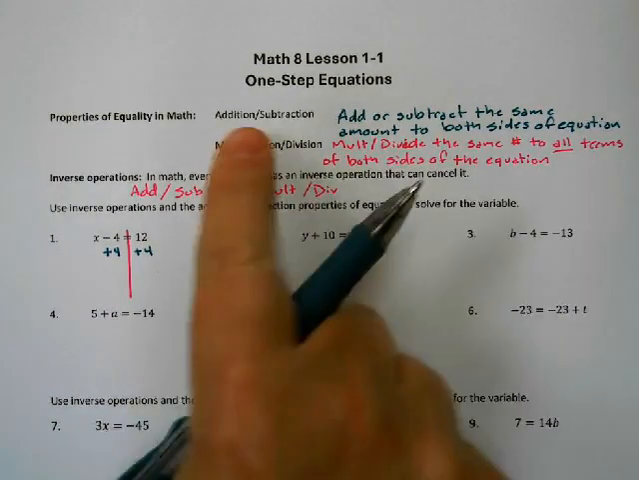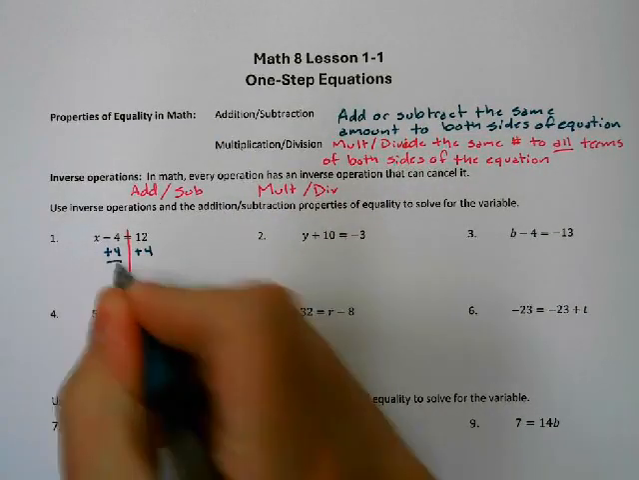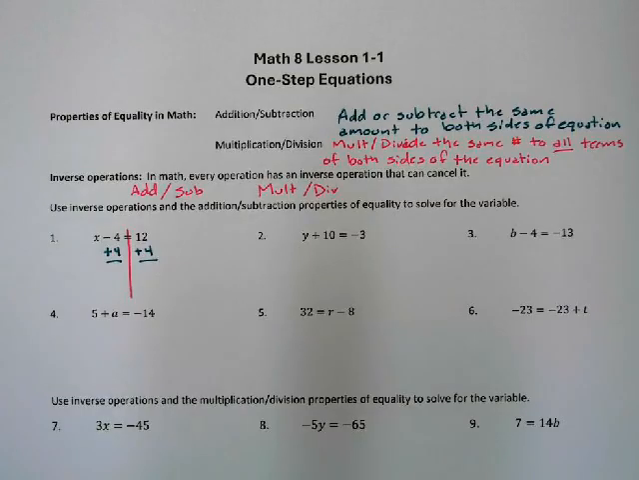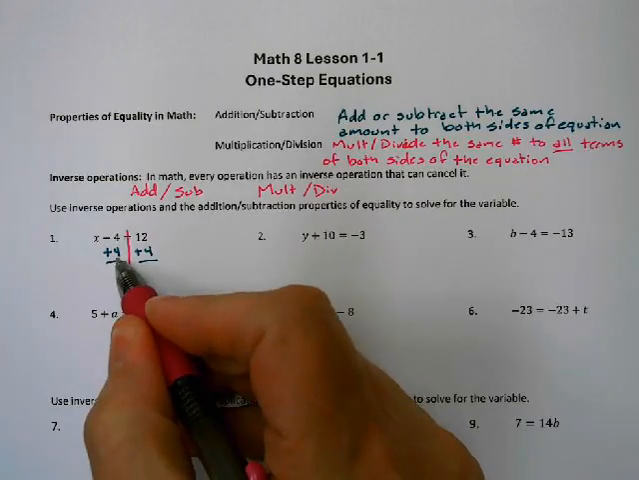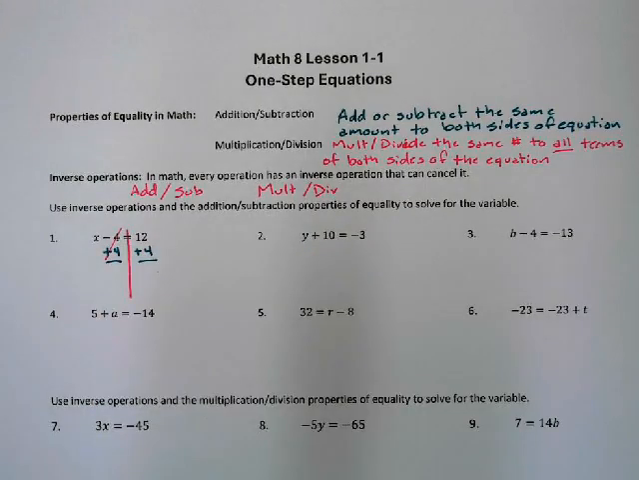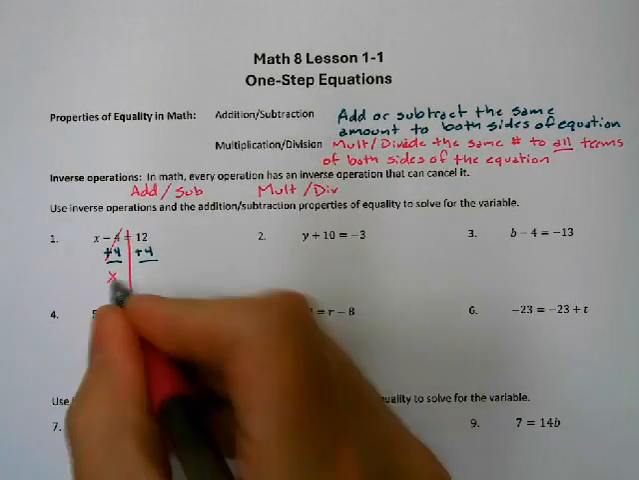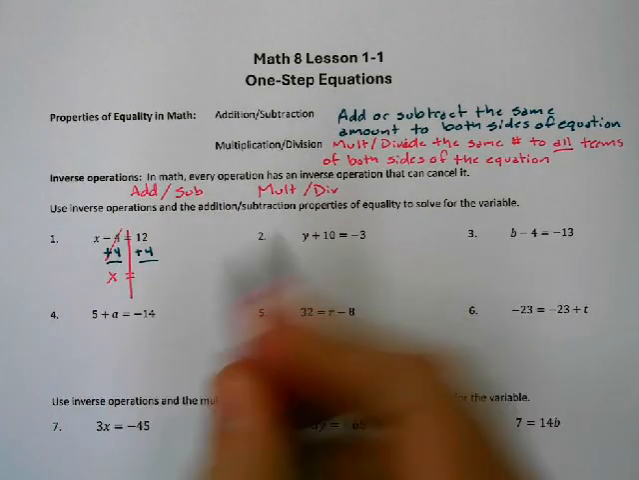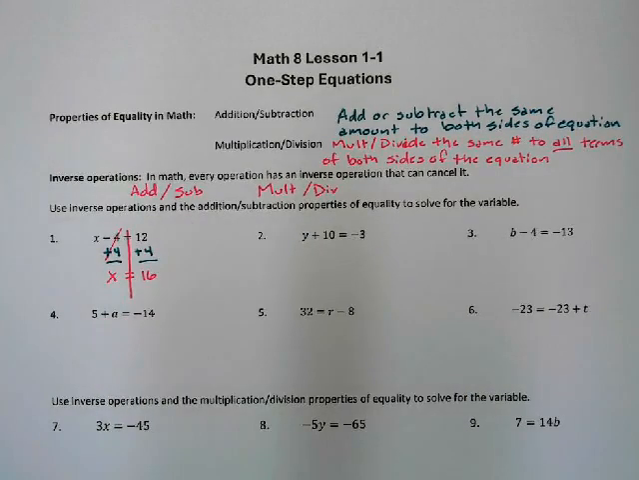The addition property of equality says I add or subtract the same number to both sides. I added 4 to both sides of this equation. So what does that do? Well, over here, negative 4 plus 4 is 0. Those 4s are gone on that side of the equation. We get x on that side of the equation. On the other side of the equation, 12 plus 4, we get 16. We have now isolated the variable by using inverse operations.